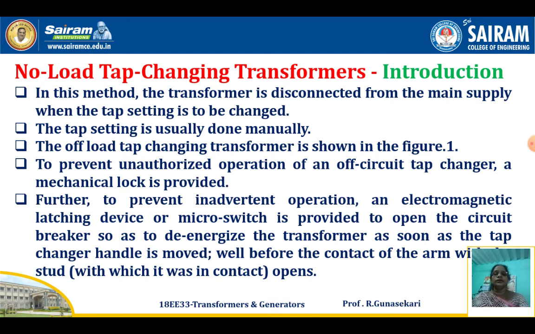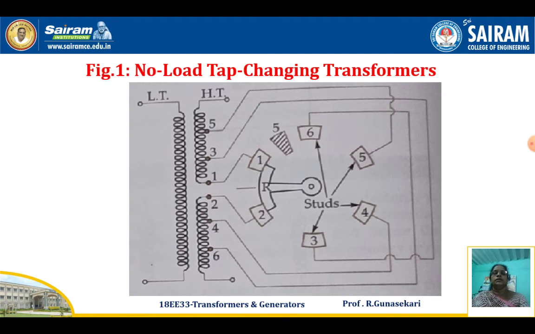To prevent inadvertent operation, an electromagnetic latching device or micro switch is provided to open the circuit breaker so as to de-energize the transformer as soon as the tap changer handle is moved, well before the contact of the arm with the stud opens. This is the circuit diagram of the no load tap changing transformer.